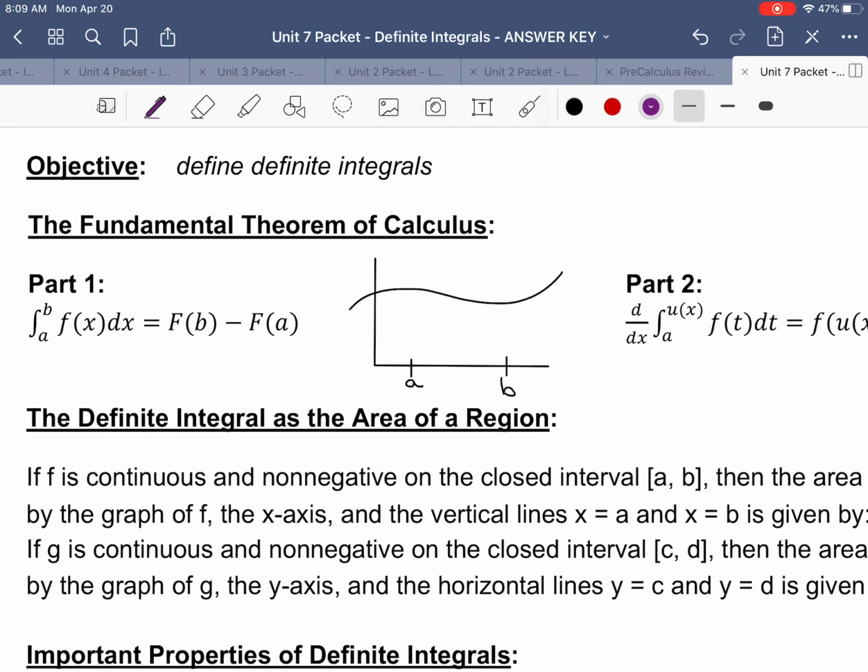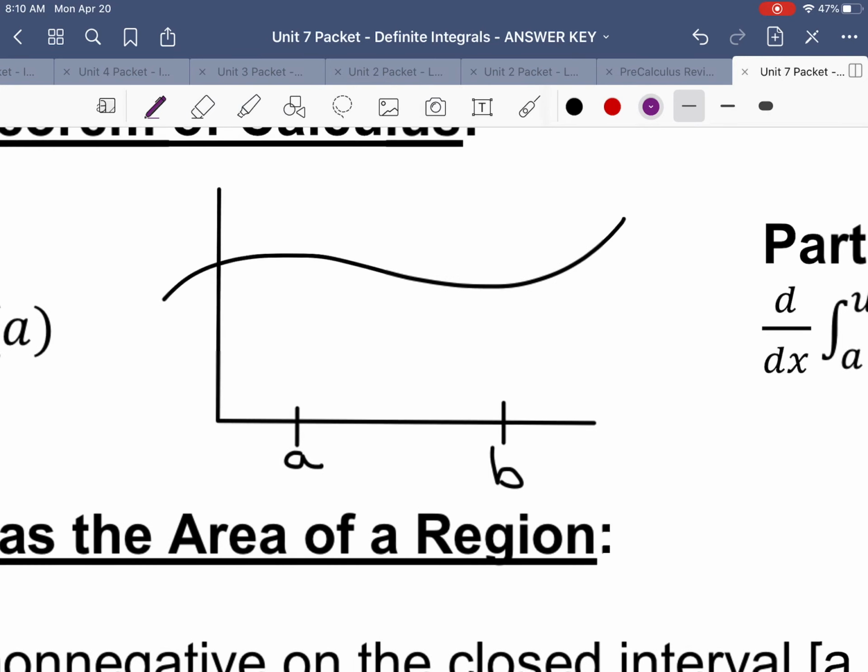The integral on the interval from A to B of the function f of x dx is equal to capital F of B minus capital F of A, which is really just telling us that we're taking the antiderivative of the function f of x and substituting the upper bound, and then substituting the lower bound and then subtracting the two. And what you're going to get is an area. All right, and so I'm going to highlight the two.